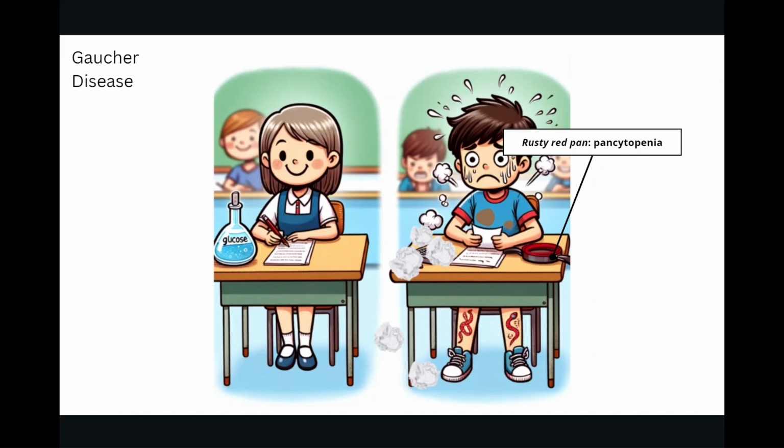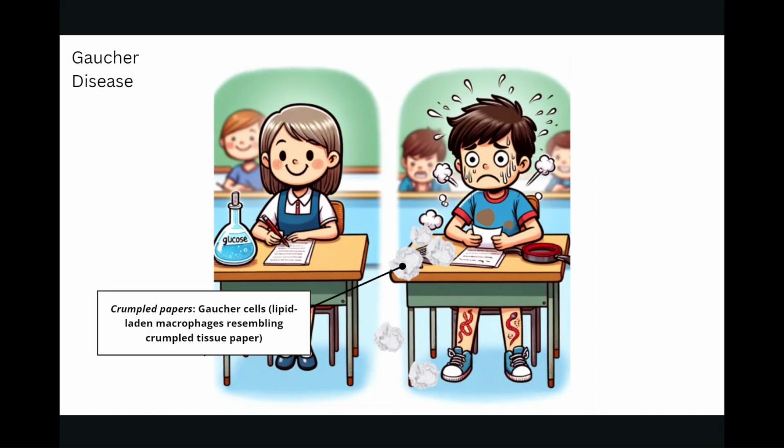and bone marrow infiltration. Also, on his desk, and now all over the floor, are failed attempts at asking the girl on a date. He crumpled up and tossed all these love letters, representing the Gaucher cells in this disease that are lipid-laden macrophages resembling crumpled tissue paper. I recommend looking up a picture of this to recognize the histology for easy exam points.